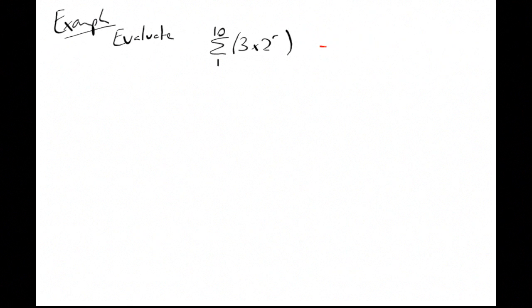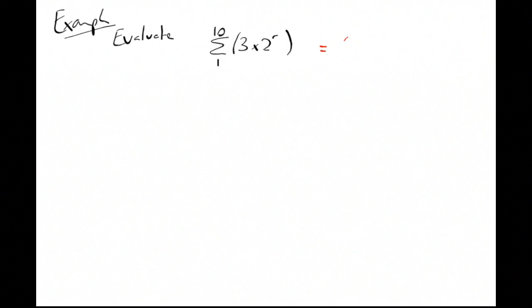Another example, evaluate sigma 1 to 10 of 3 times 2 to the power R. This sigma sign just means sum of. So sum of 3 times 2 to the R between 1 and 10. Well, what you'd normally do is you'd plug in the 1, plug in the 2, plug in the 3, all the way up to the 10. We'll just consider the first few terms, just to see if anything nice is happening.